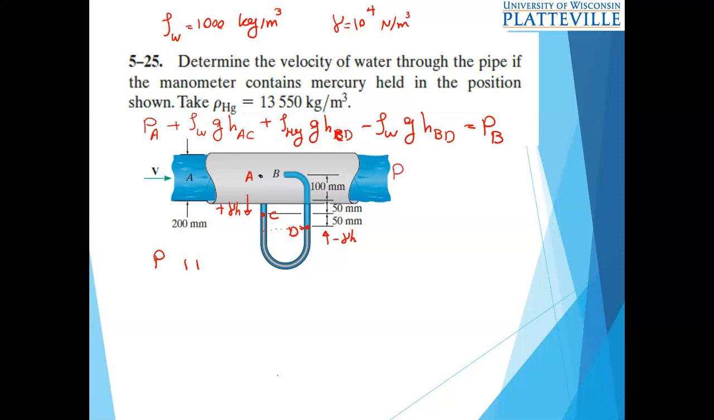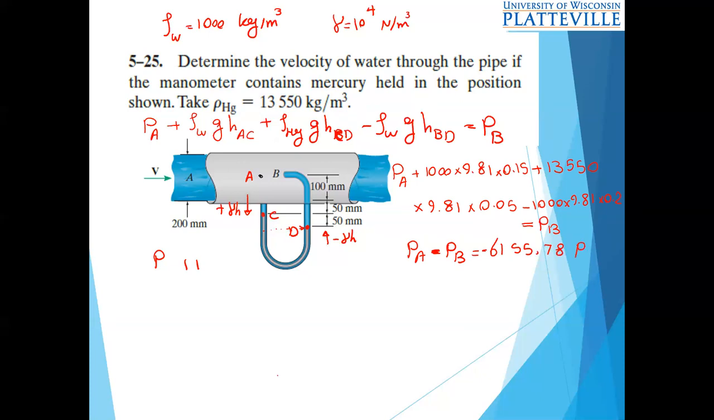So it's pressure at A plus 1,000 multiply 9.81 multiply the height, which is 0.15, plus density of mercury is 13,550 multiply 9.81, the height is 0.05, minus 1,000 multiply 9.81 multiply the height is 0.2 equals PB. From here you can find PA minus PB equals negative 61,555.78 pascal. Okay, there is one equation from the manometer, but I don't know pressure at A and pressure at B.